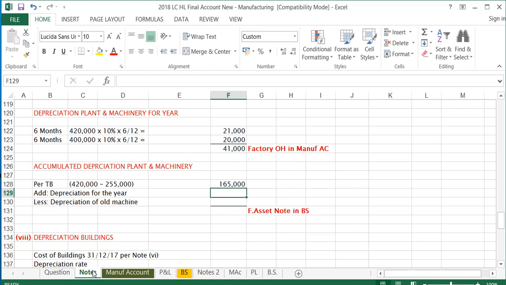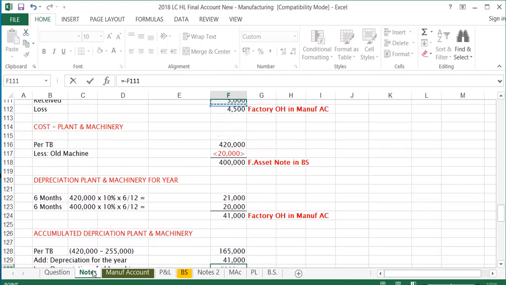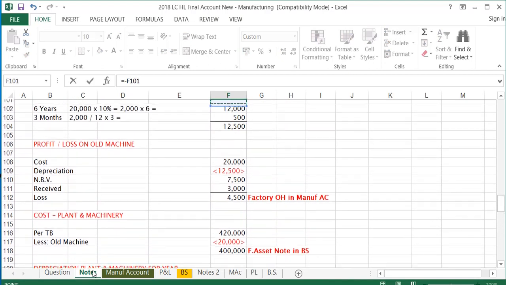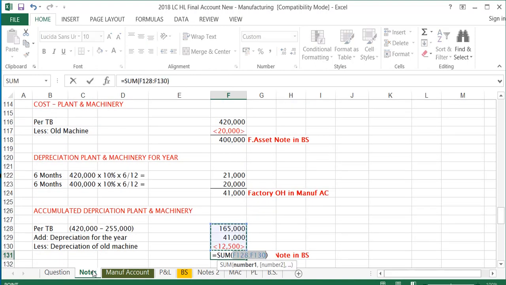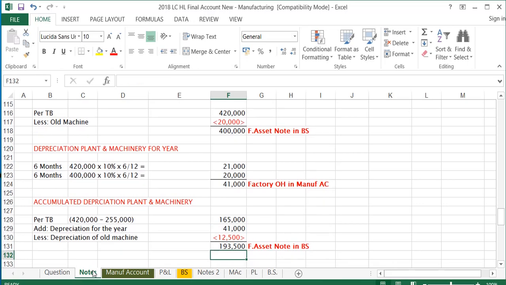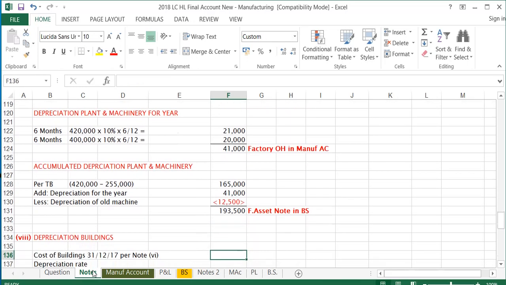Then I have to add this year's depreciation, which I worked out there to be 40,000. But I have to remember to take out the depreciation of the van that we sold, because we don't have that van anymore, so the depreciation has to come out. The depreciation of that sold van was 12,500. So that will leave me with accumulated depreciation of plant and machinery in the balance sheet of 193,500. And that is note 7 done.